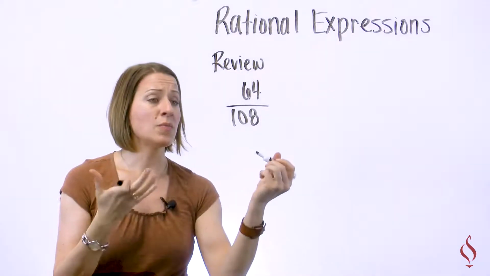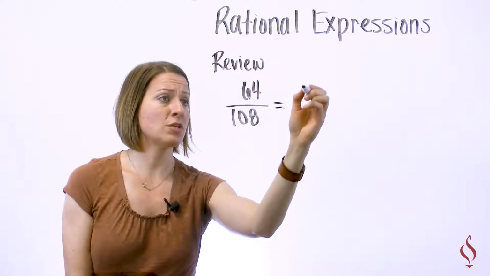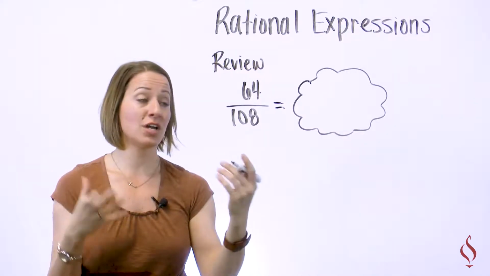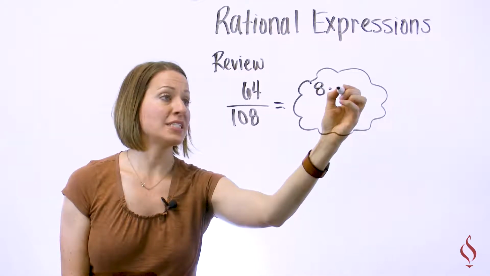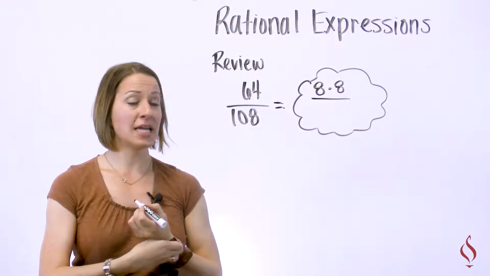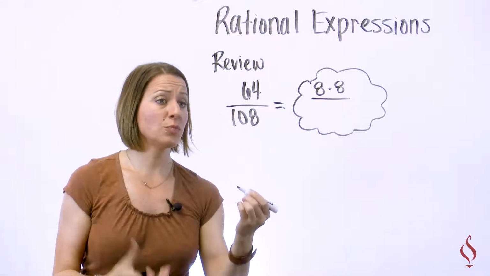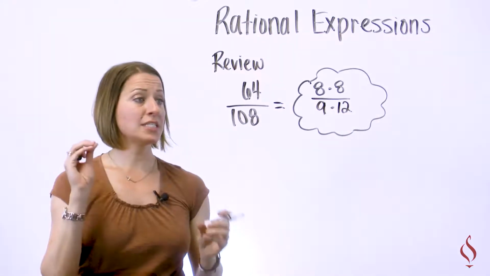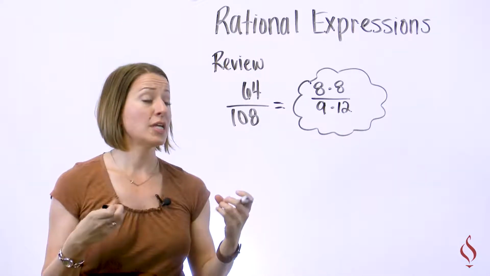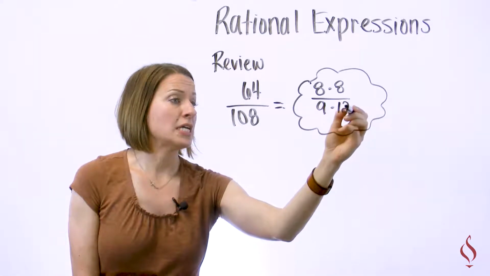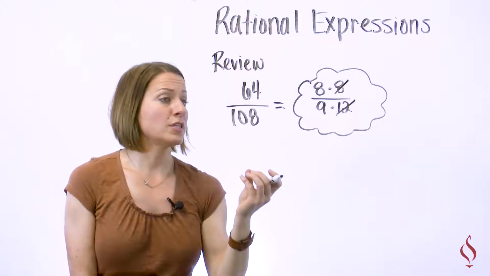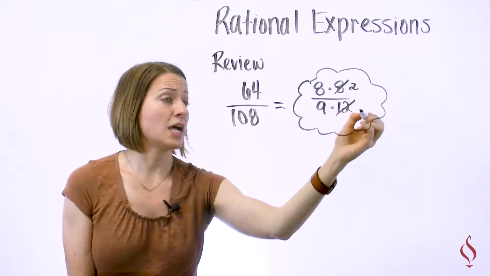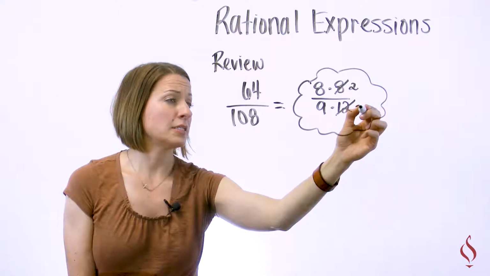So basically what you probably do in your mind, so I'm going to just draw a cloud here, because you probably do this so quickly that you're not even realizing you're doing it. You probably break down 64 to 8 times 8. And then you can break 108 into 9 times 12. Just break it into smaller numbers, and then you can go through and factor from there. So the 8 and the 12 both share a common factor of 4. If you divide this out, this is a 2 and this is a 3.